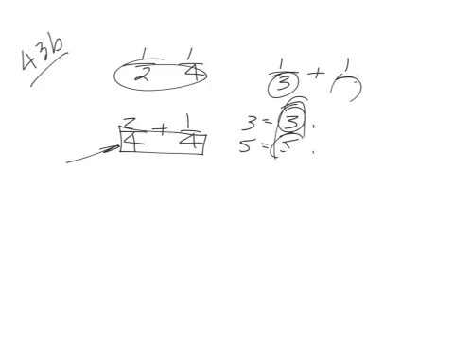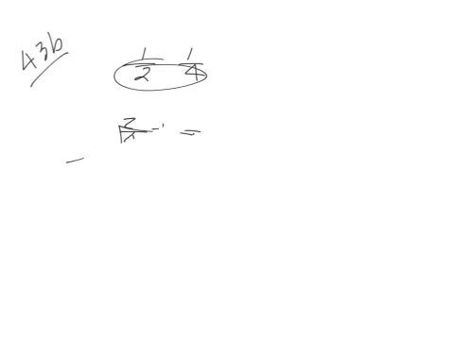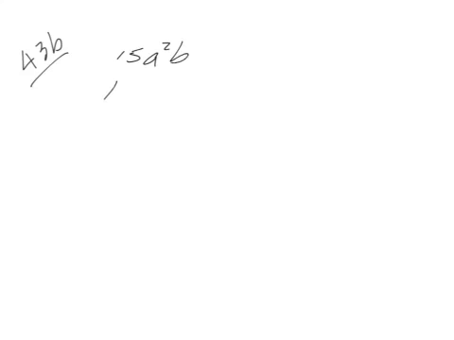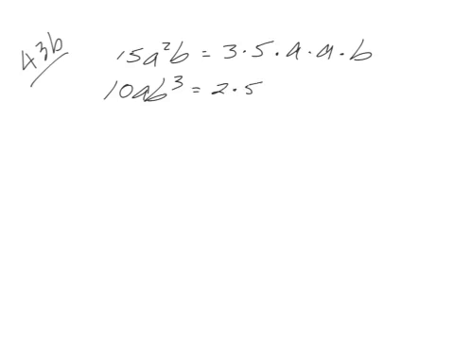Alright, so let's look at some examples here using letters and numbers in order to find least common multiples of those. So if I have something like 15a squared b, and I have 10ab cubed, I can write 15 as 3 times 5. I can write a squared as a times a, and I can write b as just b. I can write 10 as 2 times 5, a, and then b occurs 3 times.